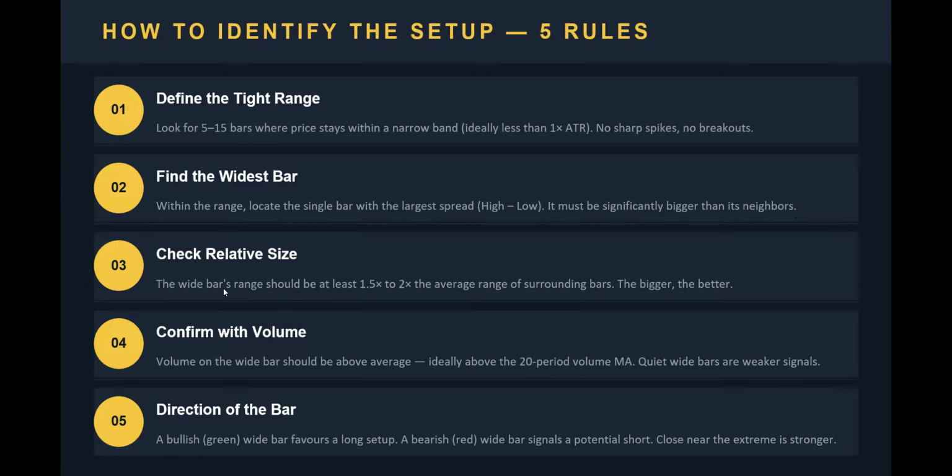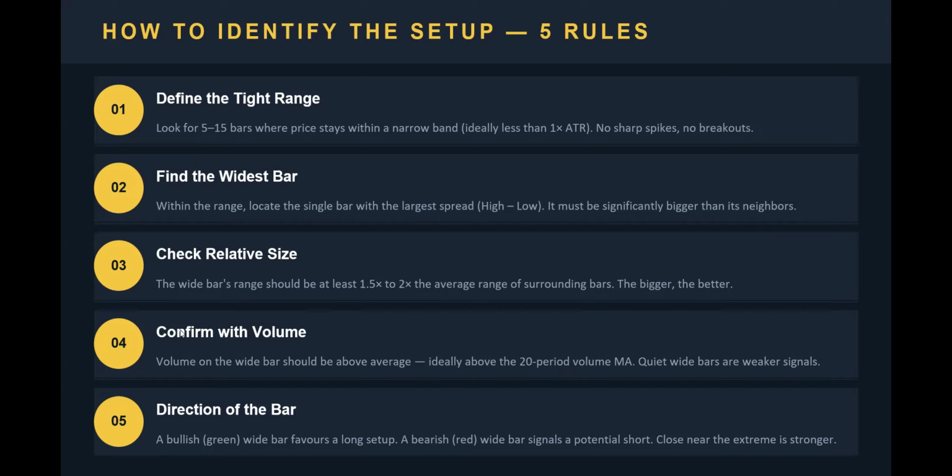And the third step is check the relative size when compared to the others. It should be at least 1.5 to 2x the average range of surrounding bars. The bigger, the better. My indicator automatically identifies the bar. You need not struggle, because when you are using normal candles, it becomes very difficult: each candle will have different wicks and the body will be narrow. With big wicks and all, it is difficult to visually identify the widest bars.